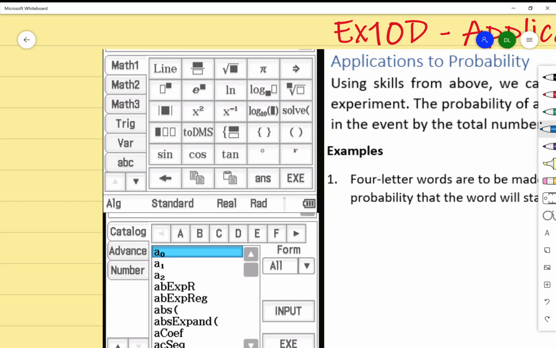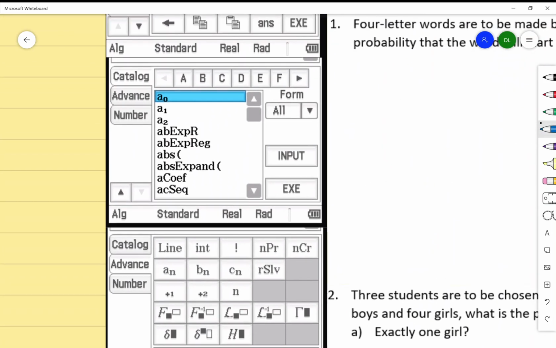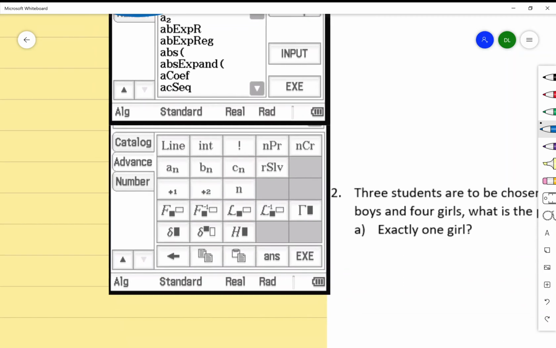You can see on the top left, we've got an image of what your screen looks like when you press the keyboard button. What I want you to do is press the down arrow. Once you press the down arrow, you'll end up with this screen here, which has catalog, advanced, and number. If you press the advanced key, you'll end up with this screen on the bottom.